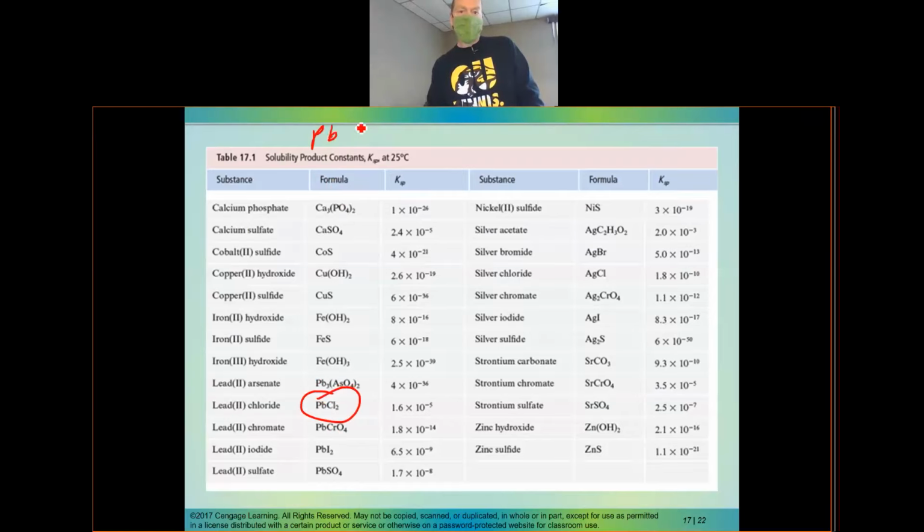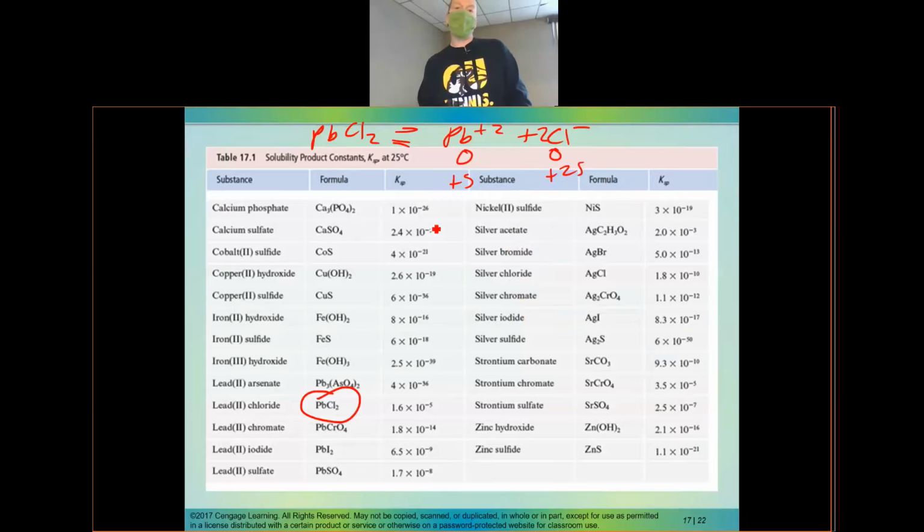So PbCl2 goes to Pb plus 2 plus 2Cl minus. All right, so now the initials are 0 and 0 in pure water. There's H plus and OH minus in very, very small amounts, but there's no lead, there's no chlorine in pure water. And so it has to go to the right. So you got your plus S, you got your plus 2S. So you have S and you have your 2S.